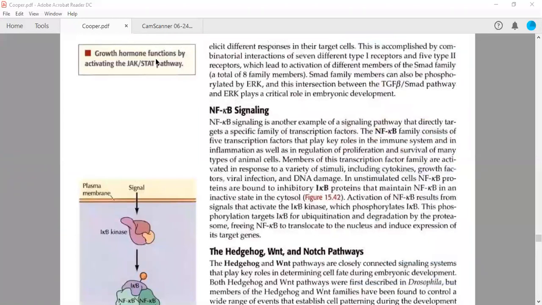Now, one more thing you need to remember from the previous discussion: we have discussed that certain hormones are doing signaling via the JAK-STAT pathway, because this is growth hormone. Similarly, the prolactin hormone, interleukin 2, and erythropoietin hormone are mediated by the JAK-STAT pathway of cell signaling. So this you should remember. This may be a direct question.